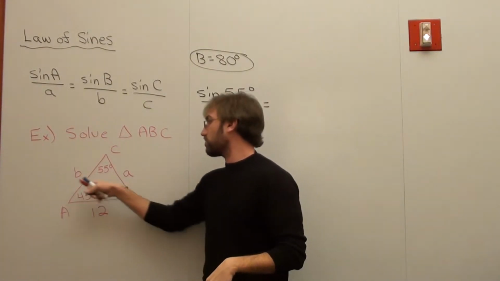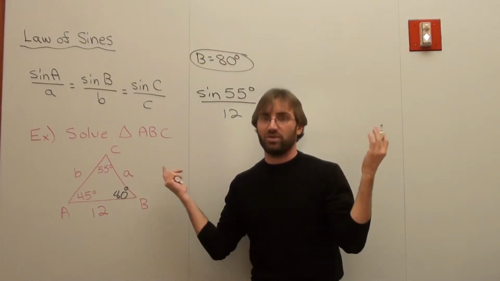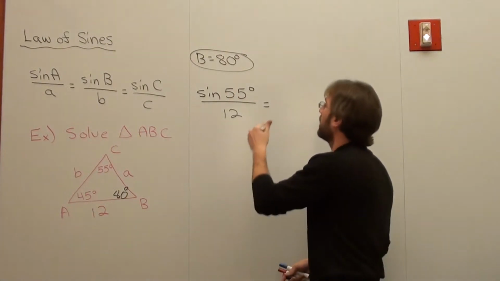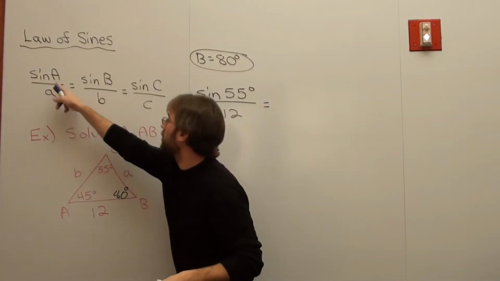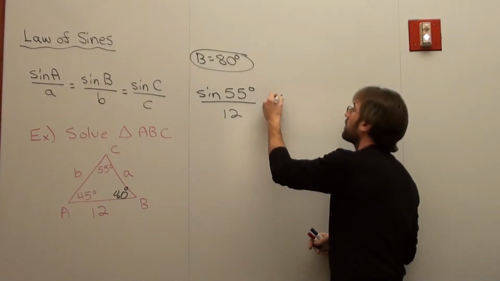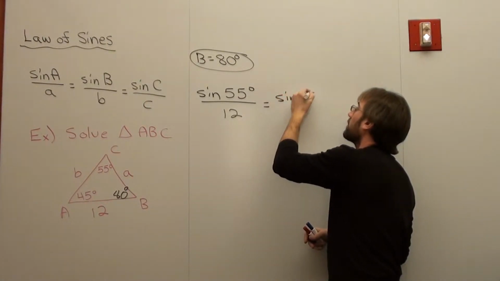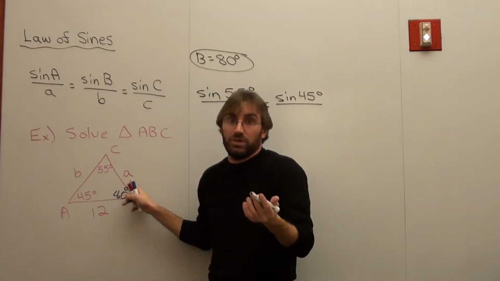Do you want to solve A first, or B first? Most of the time students are going to say A, because A comes before B. So I say, okay, put in what you know. They say, well, I'm going to use this one and this one. Sine of A is sine of 45 degrees over a, which I don't know.